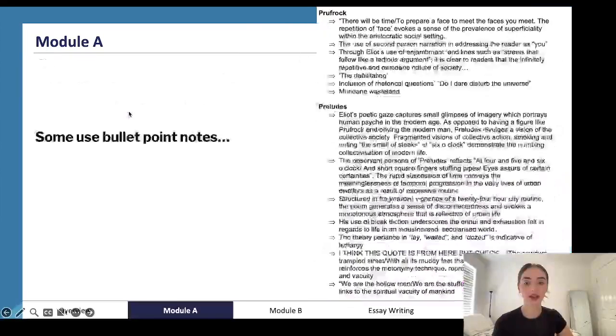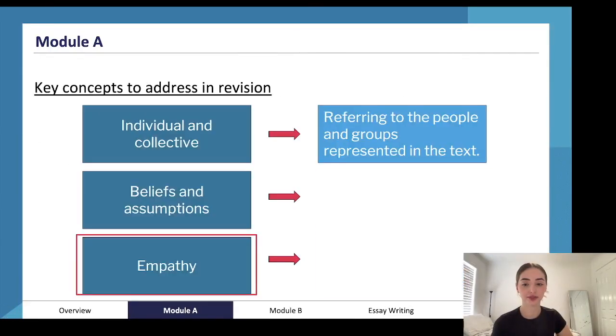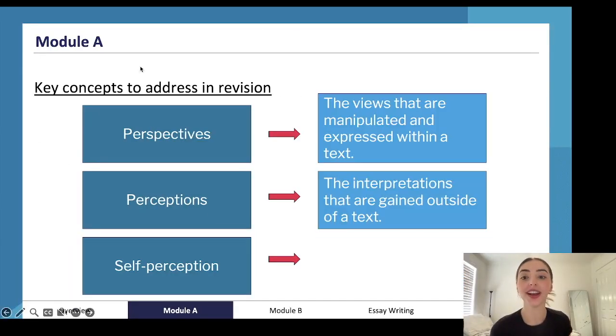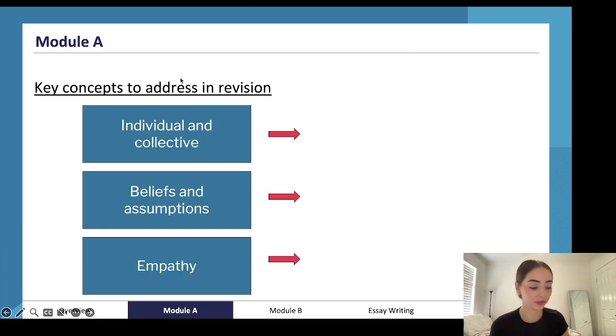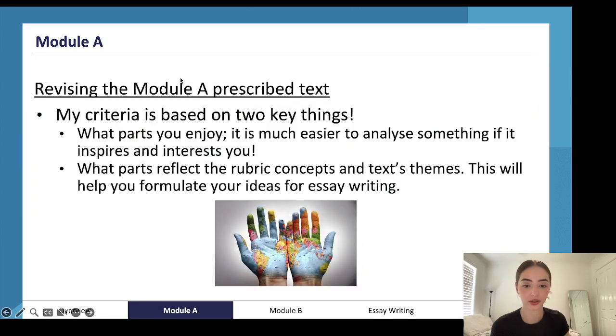If we go back, maybe I shouldn't have gone. There we go. Perspectives, taken straight from the rubric. Oh my gosh, maybe I should not have.